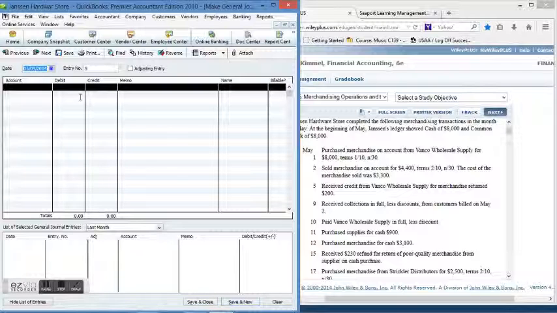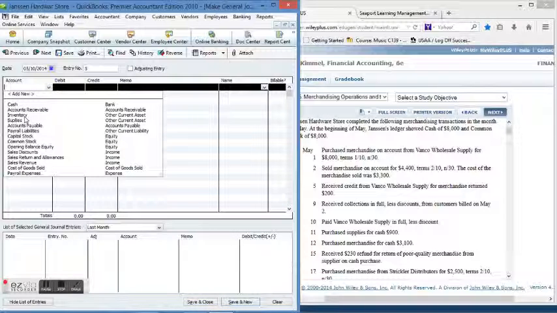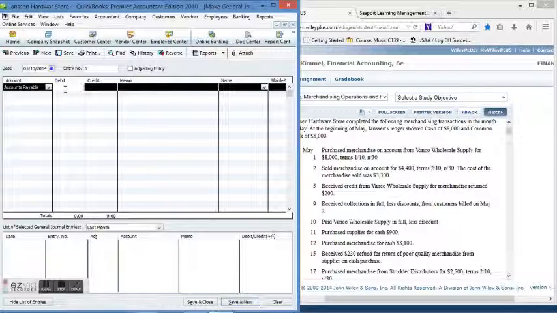Alright, save it next. May 10th. Paid Banco wholesale supply in full, less discount. So just keeping in mind that we also had a $200 return from them earlier. We're going to go ahead and debit accounts payable. As we recall, debits for any of our liabilities lessens them, credits increases. So we're going to debit our accounts payable the full value of the $4,200.